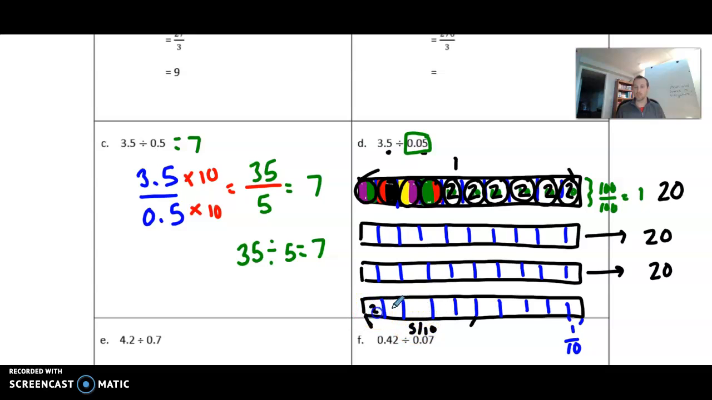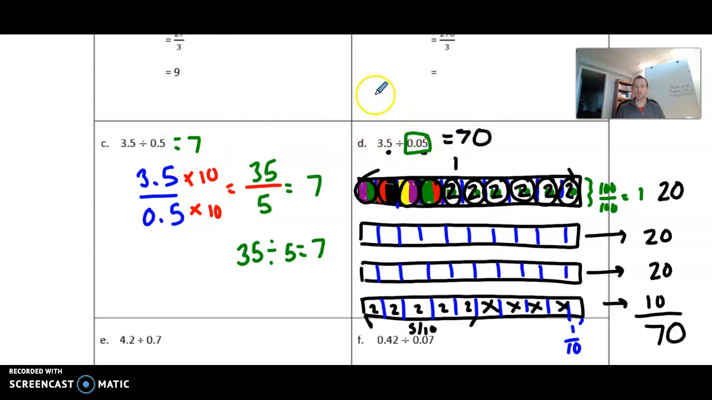So we have 2 groups in this one. 2, 2, 2, and 2, just as we did up here. Okay? We didn't need those because that's going to give us 3 wholes and 5 tenths. 2, 4, 6, 8. We have 10 more pieces. Right? How many do we have altogether? We have 20, 40, 60, 70 total pieces, which equals 70.